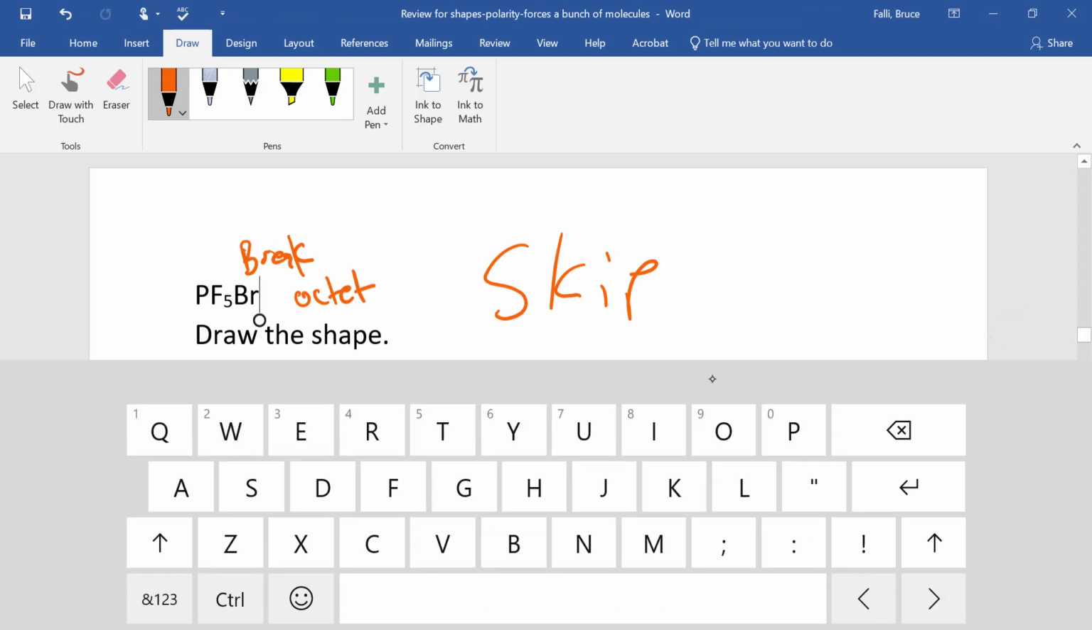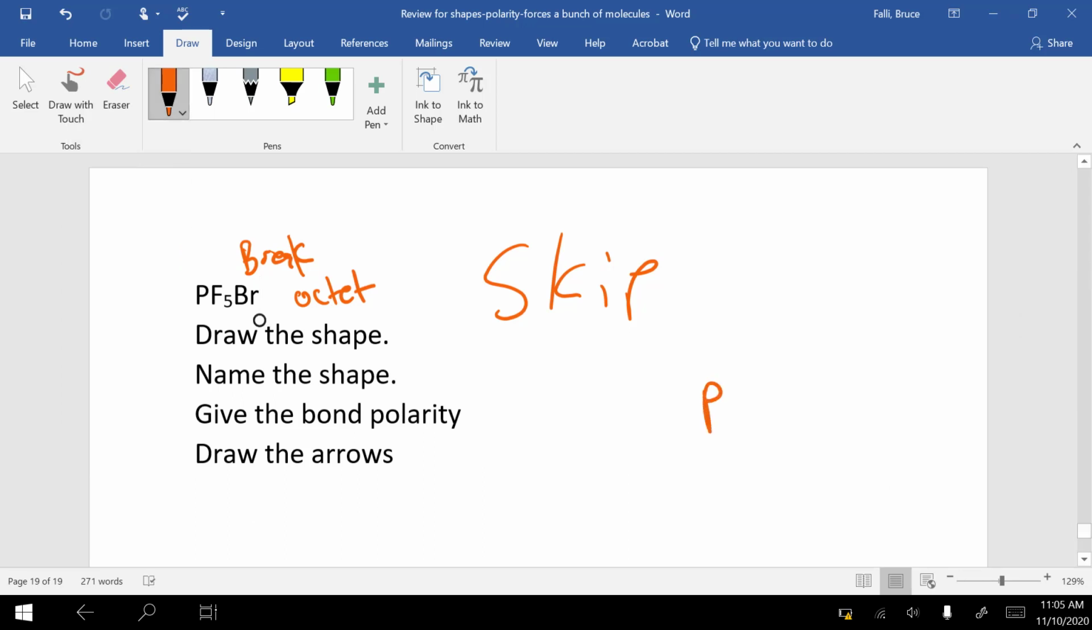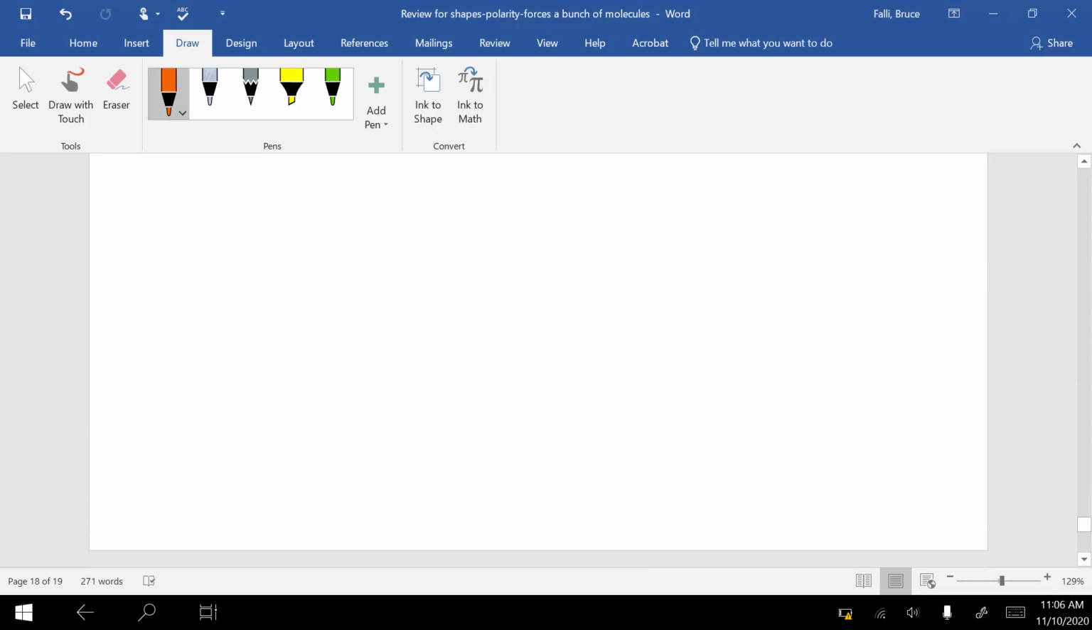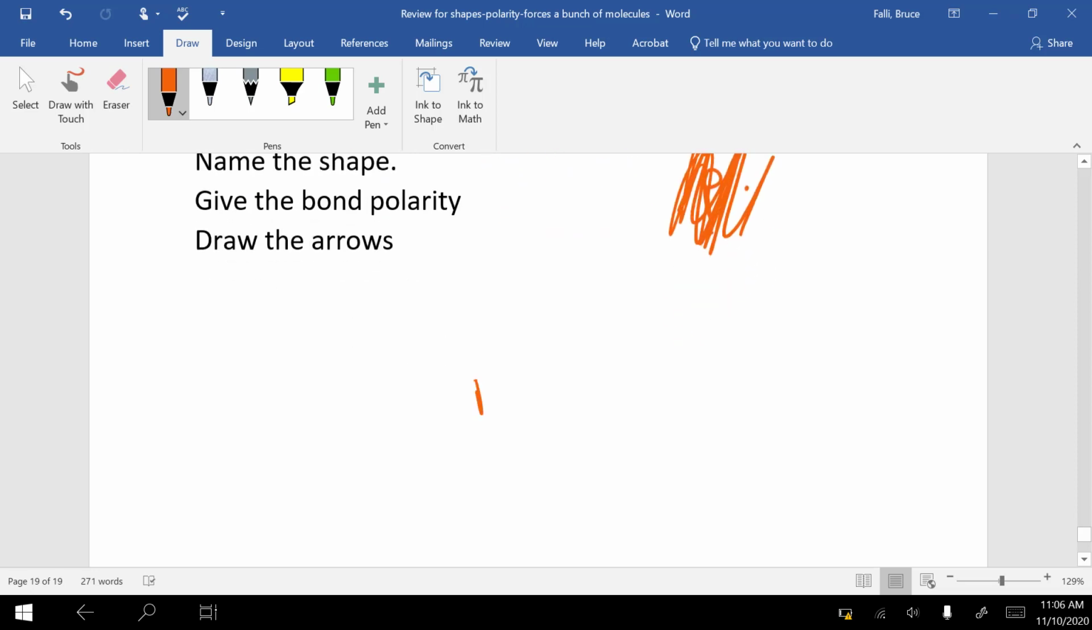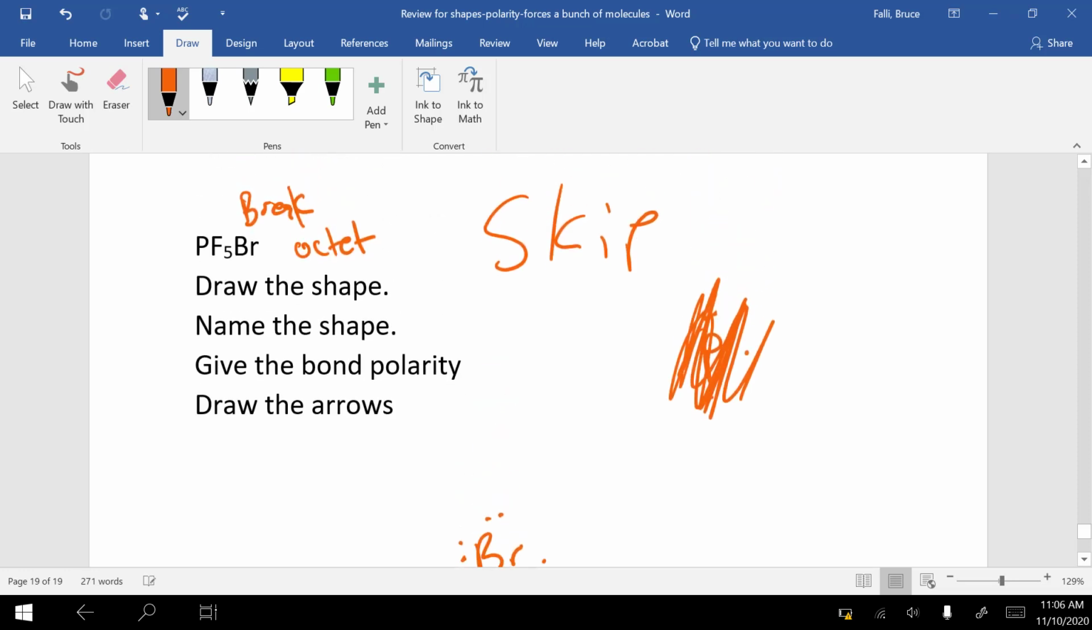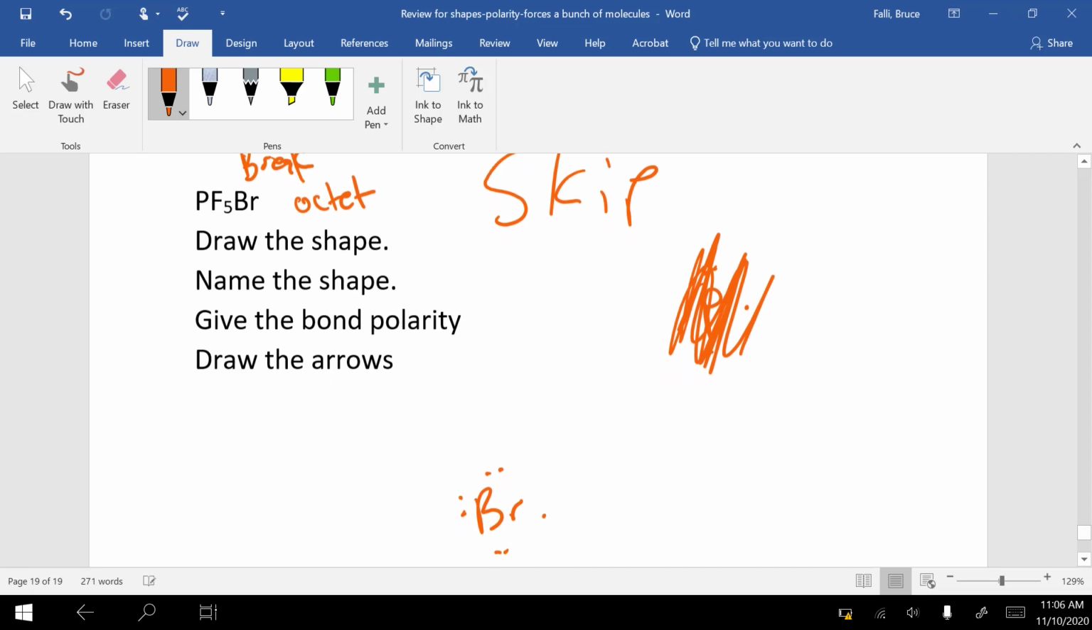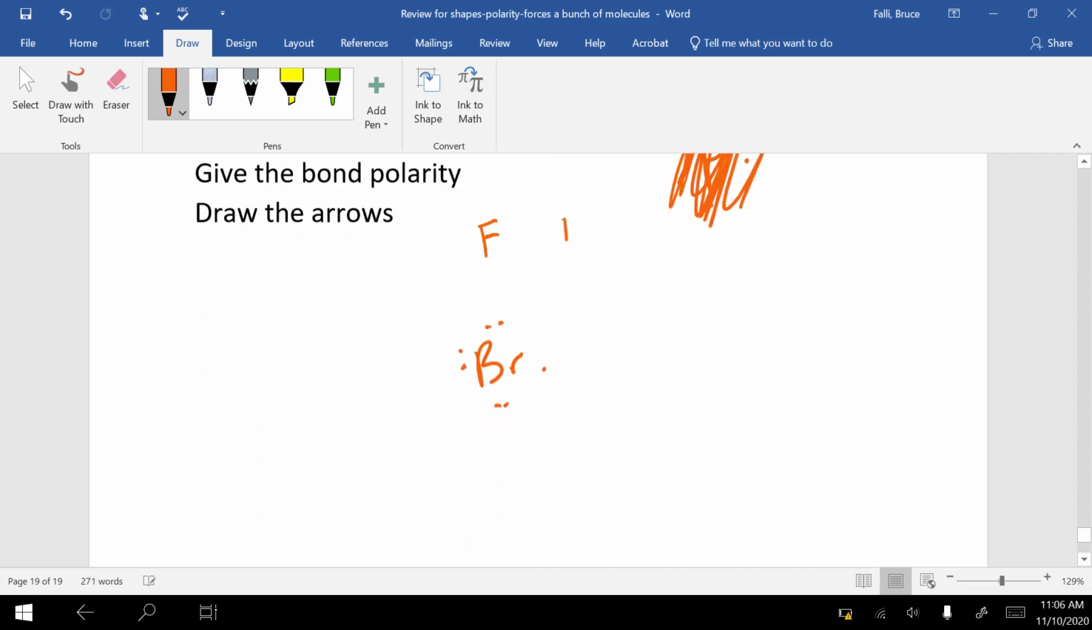P right here, 1, 2, 3, 4, 5. This has 6 bonds, and this is where it gets kind of weird. Because I know it can't form 6 bonds with 5 electrons, I'm just going to make the executive decision. We'll put bromine in the middle. So that's going to be 5 F's, 1, 2, 3, 4, 5, and then we get a P down here. All right, so we got a single electron for all the F's.